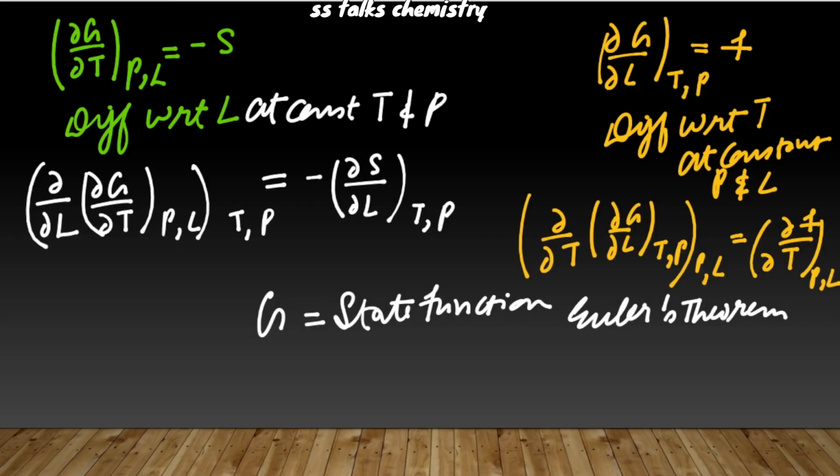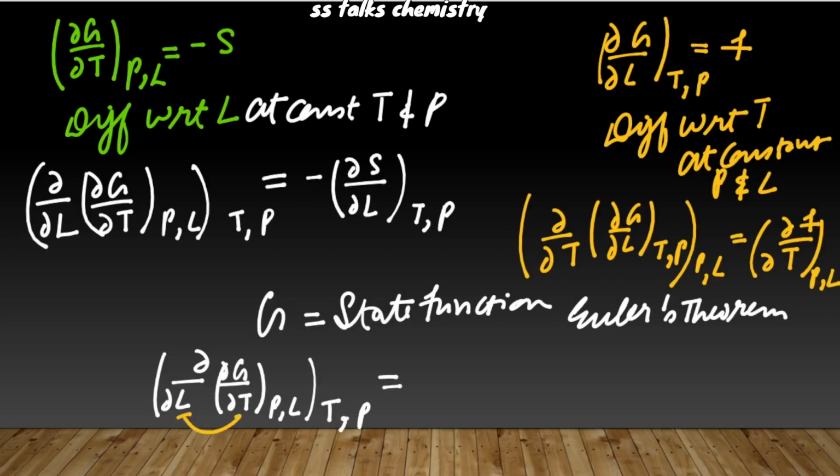So G is my state function. That means ∂/∂L of the differentiation of the Gibbs free energy at constant temperature, P and L at constant T and P, will be equal to, interchanging this L and T, ∂/∂T of ∂G/∂L. These two will be interchanged. This will be at constant temperature and pressure, and this whole differentiation has been done at constant P and L value.